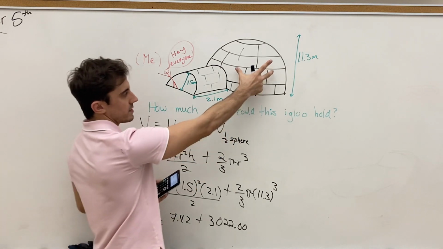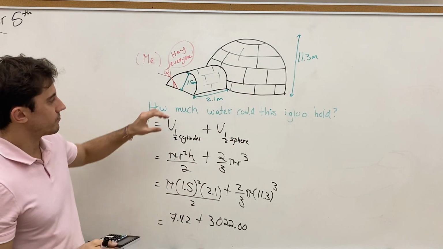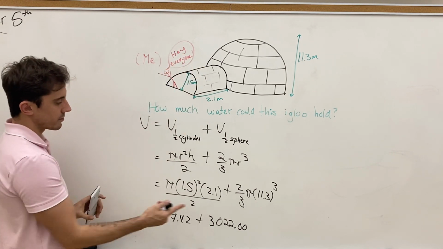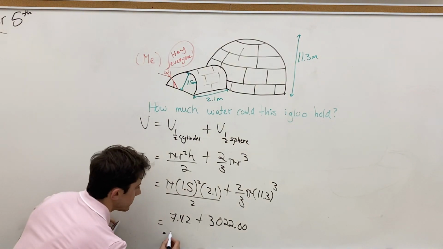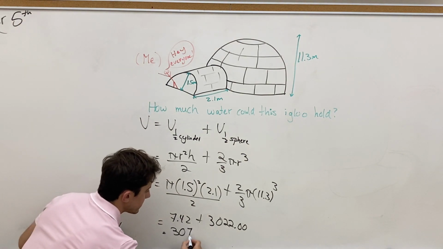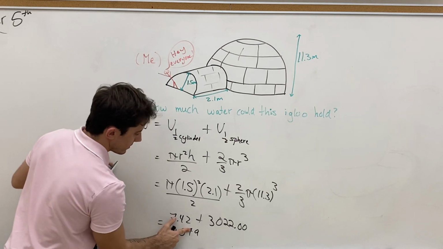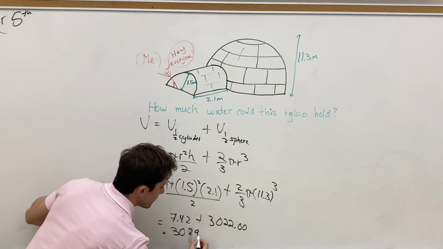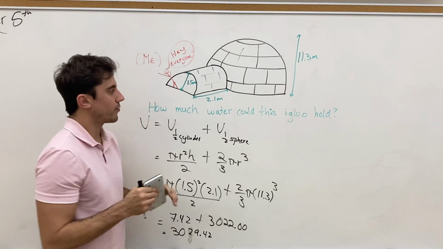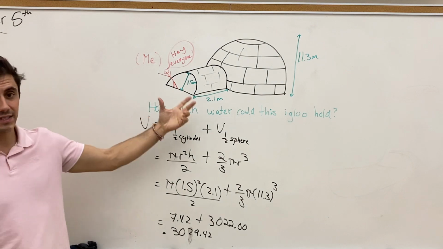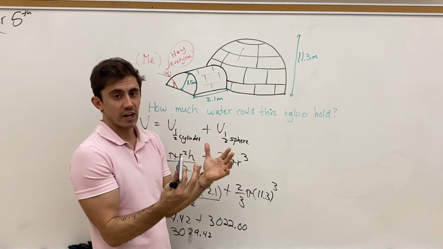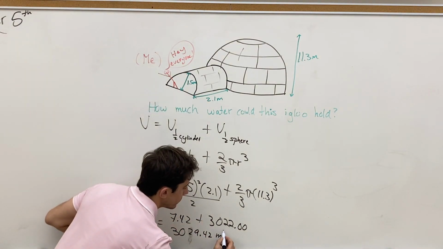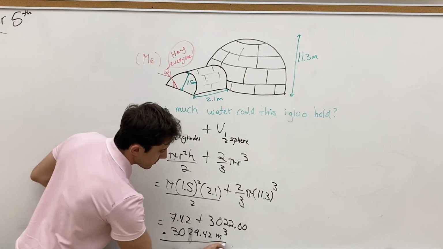Of course, this hemisphere part of the object is far greater than this little entrance. And so altogether, the entire volume is 3,029.42. And for our units, we're dealing with capacity, a 3D kind of measure, and we have meters, and so our volume will be measured in cubic meters, right?